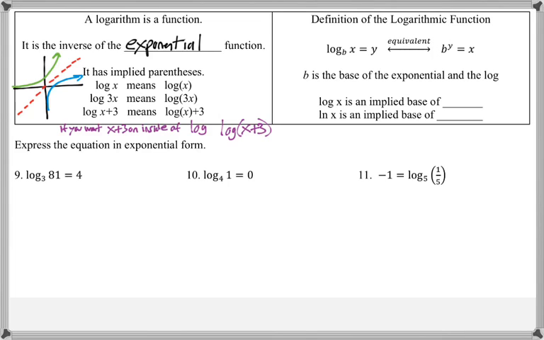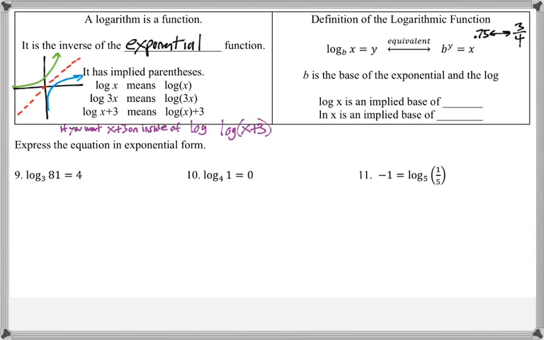It's kind of like fractions and decimals. 0.75 and 3/4 do not look anything alike. However, they mean exactly the same thing, and you can convert back and forth between the two of them. Sometimes it's better to be in decimal form, and sometimes it's better to be in fraction form. Okay, so b is the base of the exponential and the logarithm.